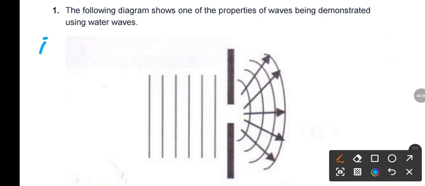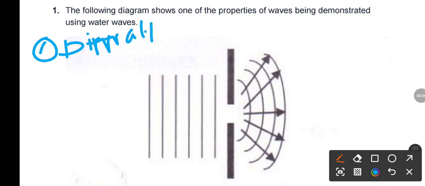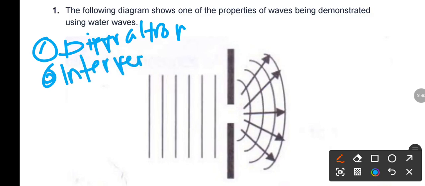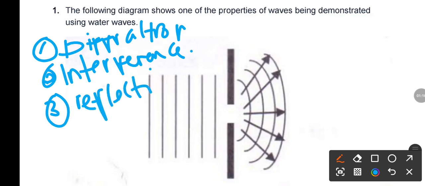Number 1, waves undergo diffraction. Secondly, waves undergo interference. And thirdly, waves undergo reflection. And lastly, waves undergo refraction.